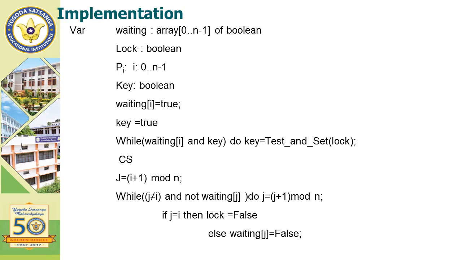What this means is that if not waiting j is true, that means waiting j is false.